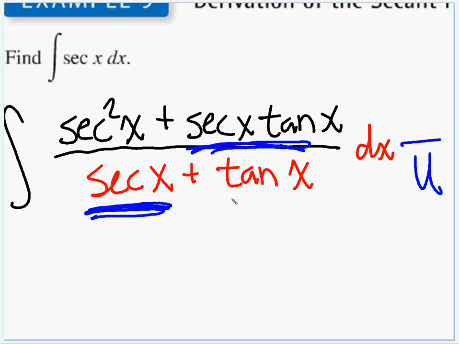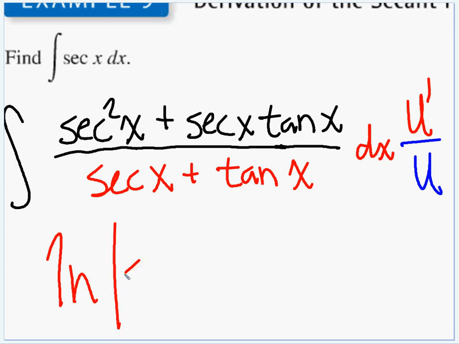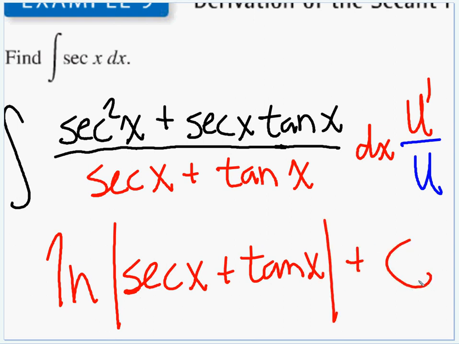What's the derivative of tangent? Well, that's secant squared. Again, it looks kind of messy, but we are perfectly in the format of u prime over u. So our answer to this integral, or this antiderivative, is the natural log of the absolute value of our denominator plus c.